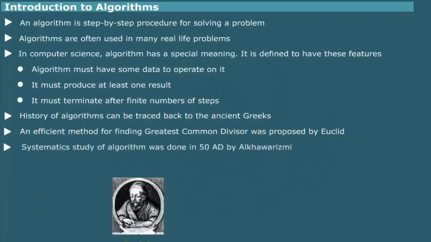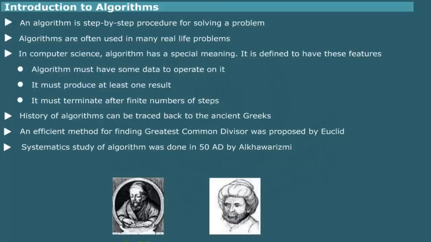However, the first systematic procedures for performing arithmetic were studied in 50 AD and recorded in an Arabic textbook by the famous Persian mathematician Al-Khwarizmi. The word algorithm is, in fact, derived from the name Al-Khwarizmi.